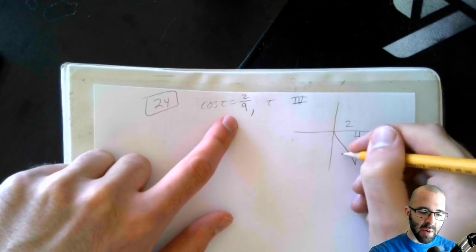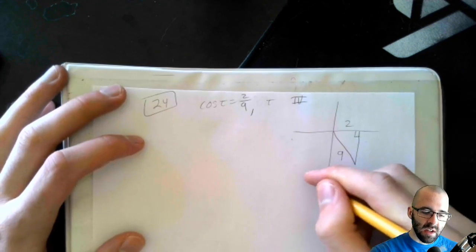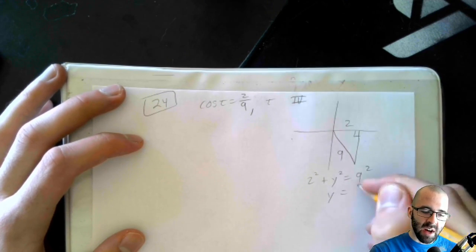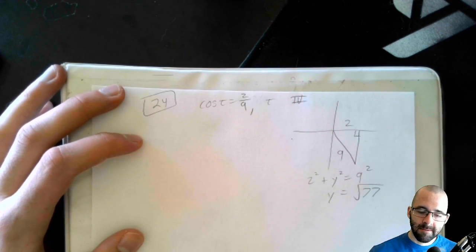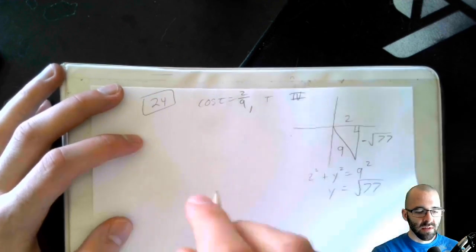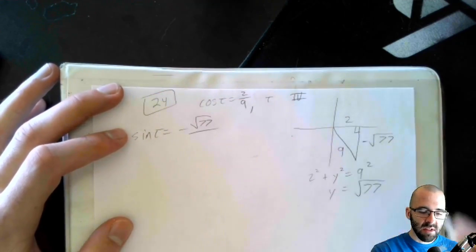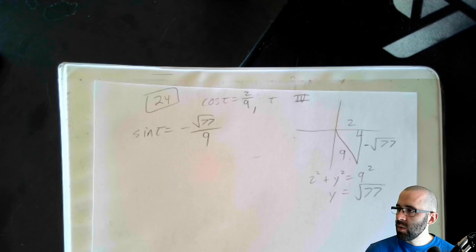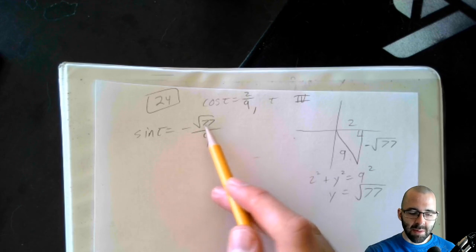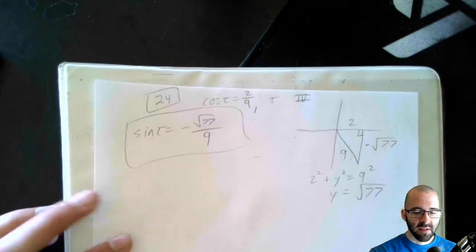Cosine is adjacent over hypotenuse. We need to find this y value. 2 squared plus y squared equals 9 squared. And you solve that, and you're going to get y is the square root of 77. Remember, the y coordinate's negative in the 4th quadrant. So sine of t then is just opposite, negative root 77, divided by hypotenuse, which is 9. Simplify this radical if you can. But this is just 11 times 7. It doesn't simplify. Okay, so just draw a picture and get it like that.